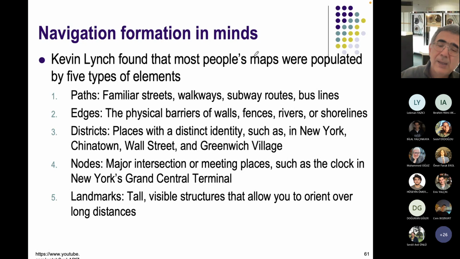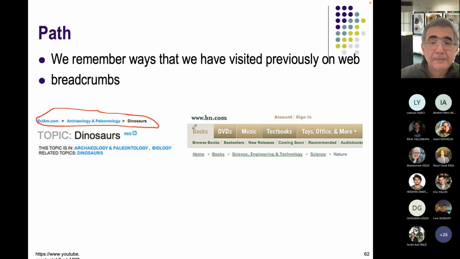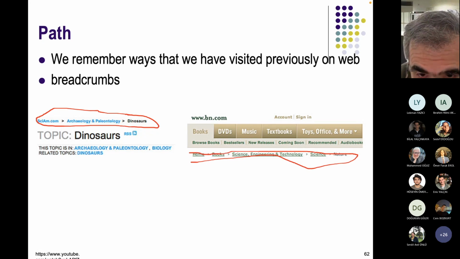So the same things are significantly valid for the web. For example, the path. We remember the ways that we visited previously on the web. This is what we do through the breadcrumbs. Here is what a breadcrumb is. So we remember the path. Keep the path so that people can learn the path.